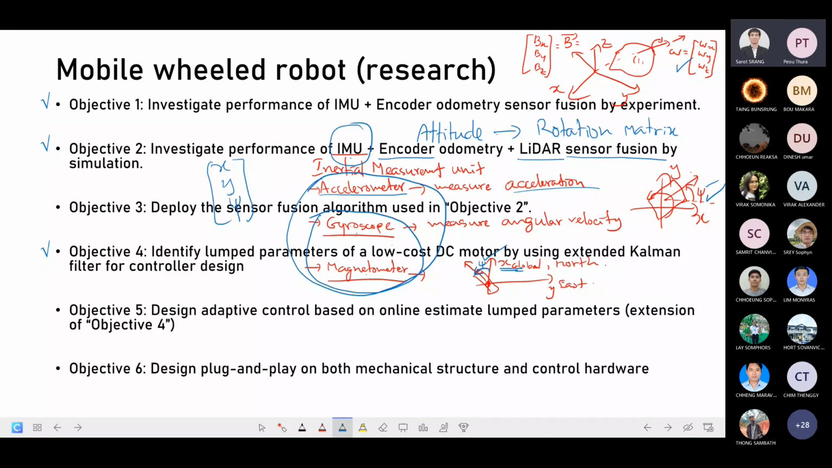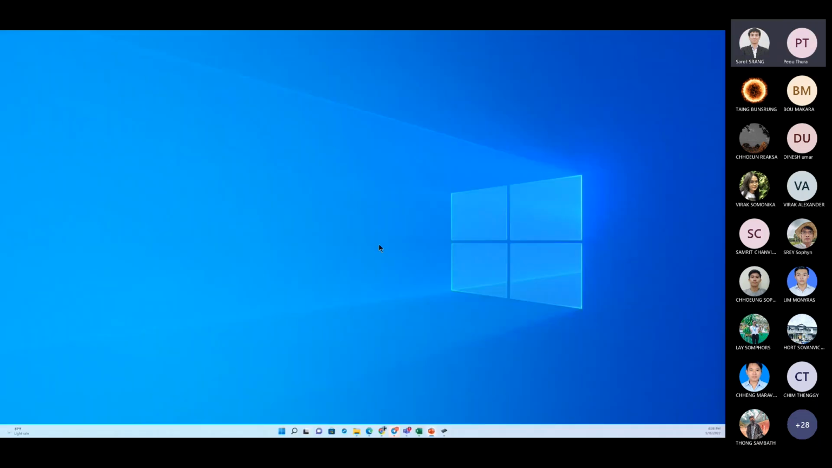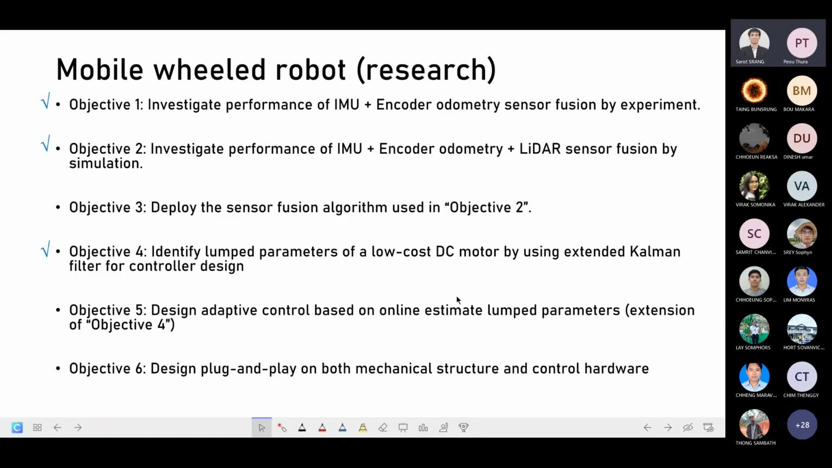So I don't just read the objectives, but rather explain them in this way so that you can understand a little bit, even if not much, but at least you know what it is about. Objective 3 is to deploy the algorithm above on the hardware, but we haven't done that yet. Objective 4 is to identify lumped parameters of a low-cost DC motor by using an extended Kalman filter for controller design.